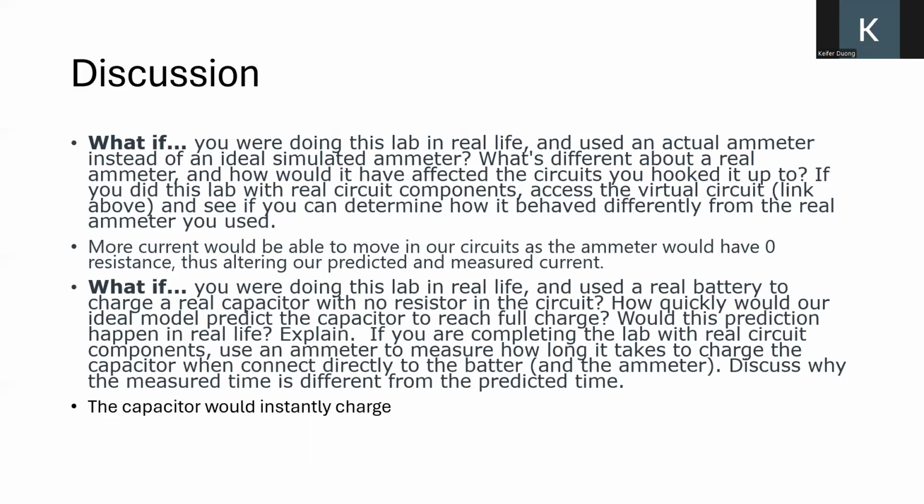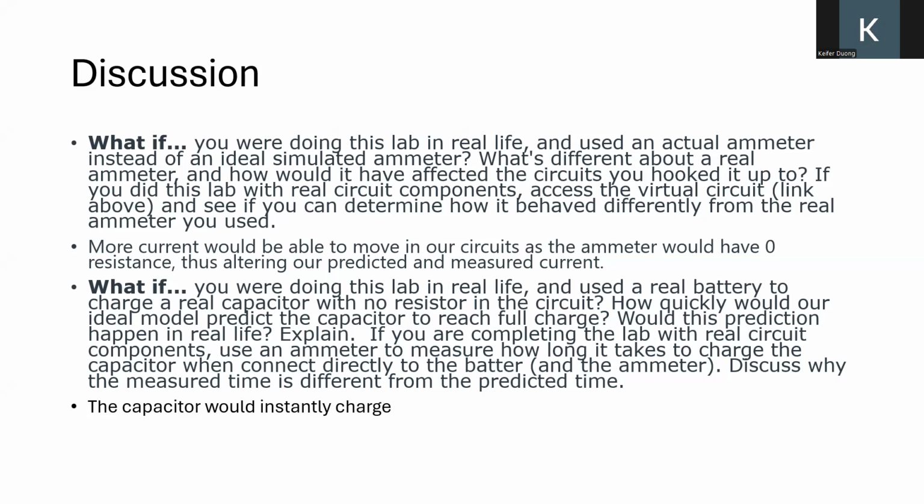For our discussion: what if you were doing this in a lab in real life and used a real ammeter instead of an ideal simulated ammeter? What's different about a real ammeter and how it affected the circuits you hooked it up to? So basically, more current would be able to move in our circuits as the ammeter would have zero resistance, thus altering our predicted and measured current.